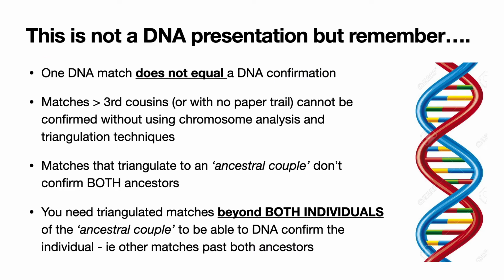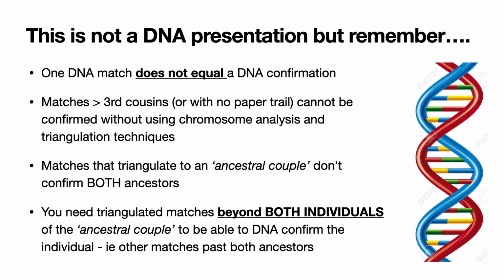Of course, this is not a DNA presentation, but I can't help but make a few points. If you have one match to a distant cousin beyond third cousins, then this does not equal a DNA confirmation. You need to have matches beyond third cousins confirmed using triangulation and chromosome analysis, and even closer cousins where there's no paper trail. Matches that triangulate to an ancestral couple don't confirm both ancestors either.